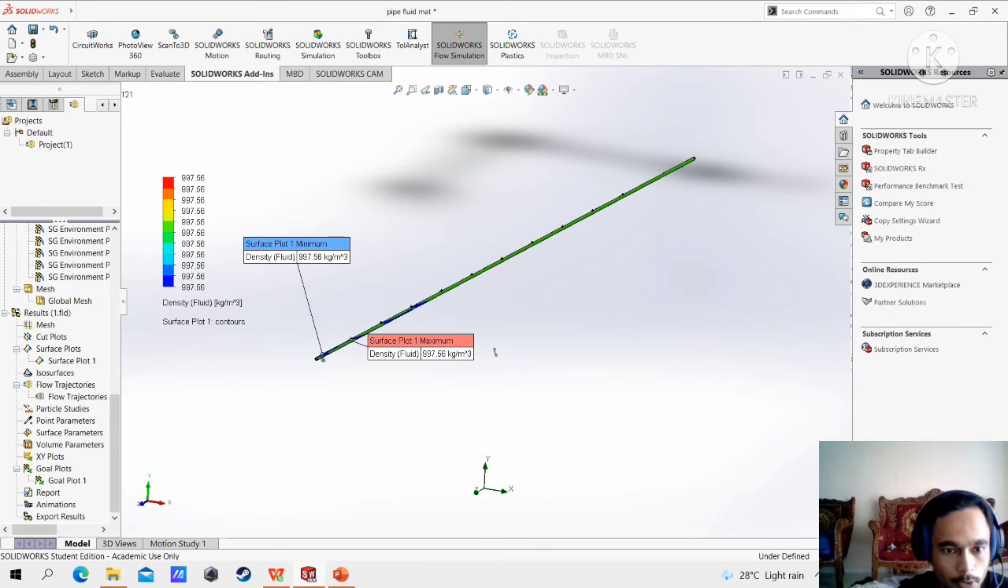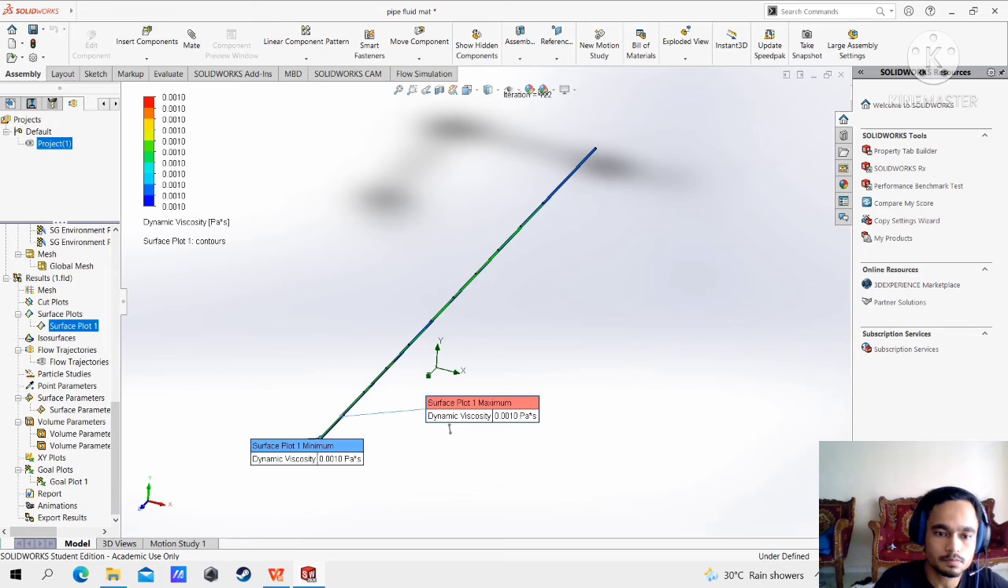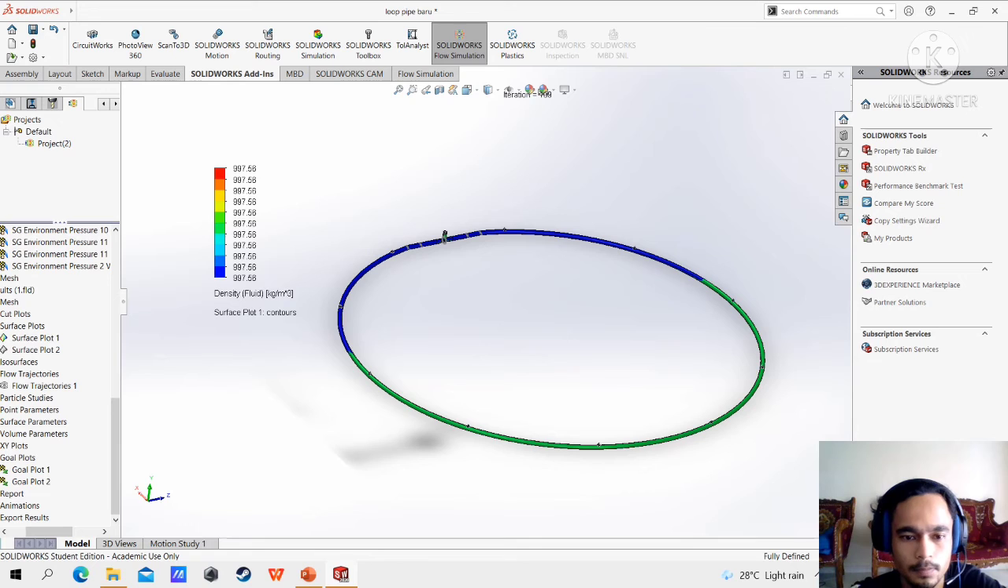Next variable that we obtain is density, which remains unchanged along the pipe. So the value of density is 997.56 kilogram per meter cube. And then the viscosity also shows no change along the pipe, and the value is 0.001. That's all for straight pipe.